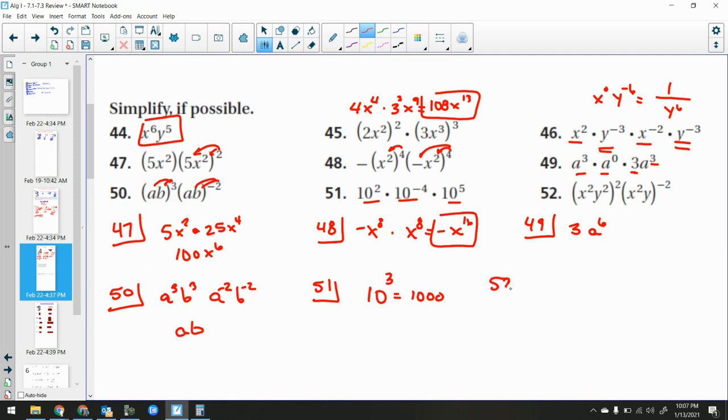All right, and then 52 here. I distribute in this power here and here. That's going to give me x to the 4th, y to the 4th. And then I distribute power here and here, x to the negative 4th, y to the negative 2nd. All right, now those will cancel each other out. I would get an x to the 0 and then y to the positive 2nd. So it's just y to the positive 2nd.